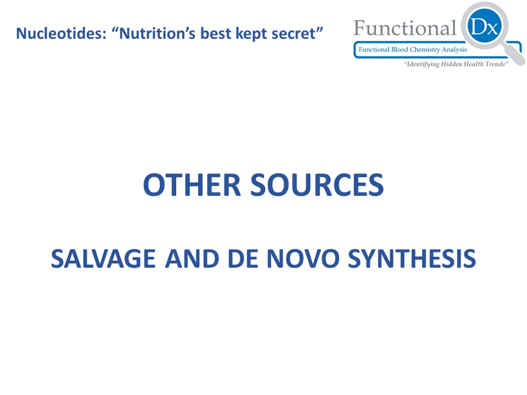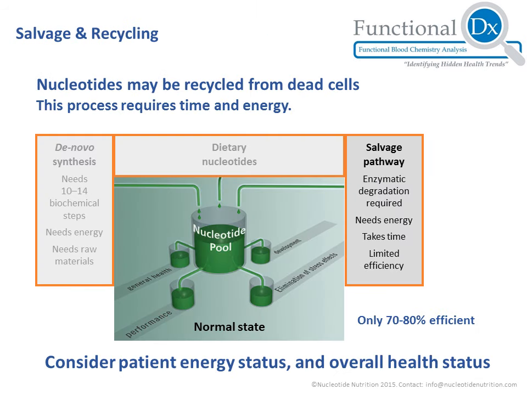So when we move on to other sources, when we look at salvage and recycling, the salvage pathway requires energy. It's an enzymatic pathway. The problem here is whether the enzymes are being produced, the effects of genetic propensity, the folate pathways. It's only 70-80% efficient at best, so you're already losing up to 30% efficiency at maximum. And we want to consider the patient's energy status. So how are they expressing their energy levels?